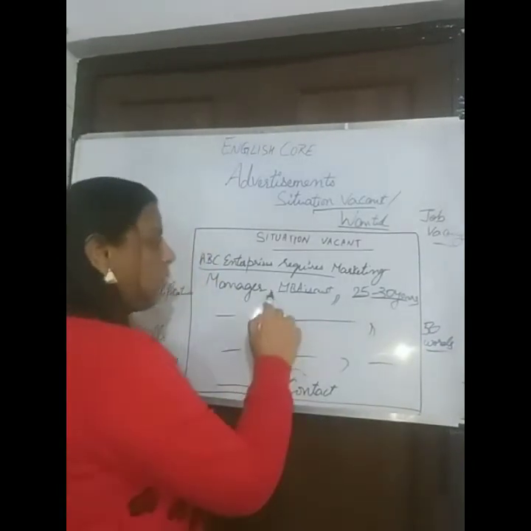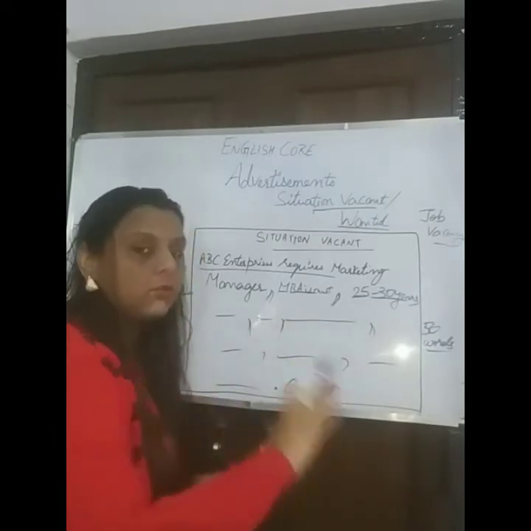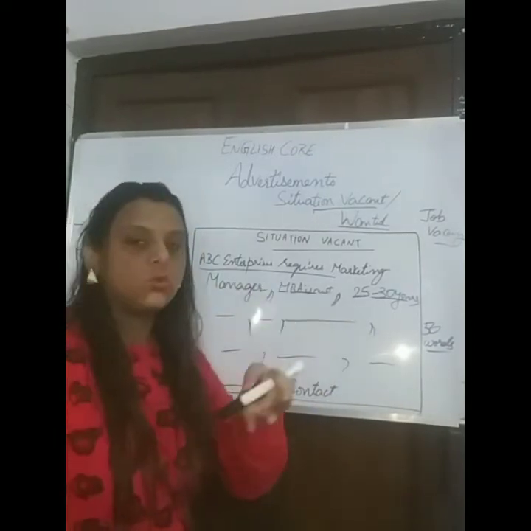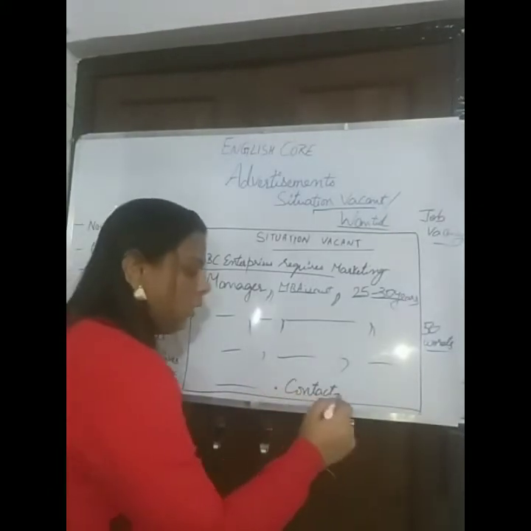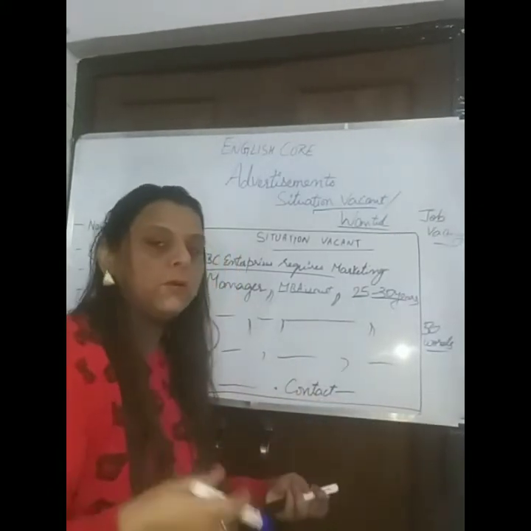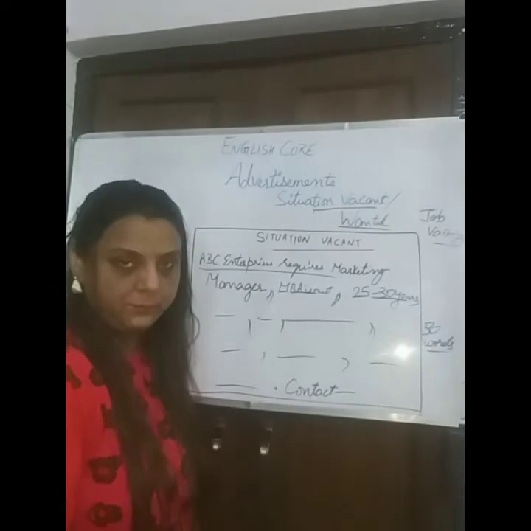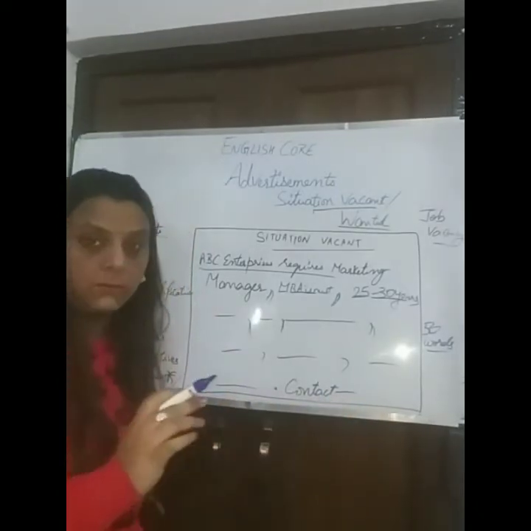As I'm saying, give the commas, short phrases. Don't write the full sentences. Not 'He or she should have done MBA.' No, MBA is must. 25 to 30 years. Write down contact and give the name, number, email ID, whatever you want to give. And then enclose the box.